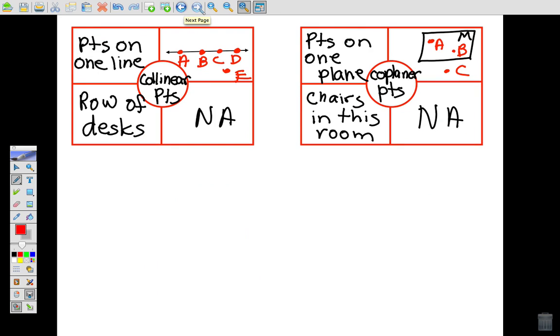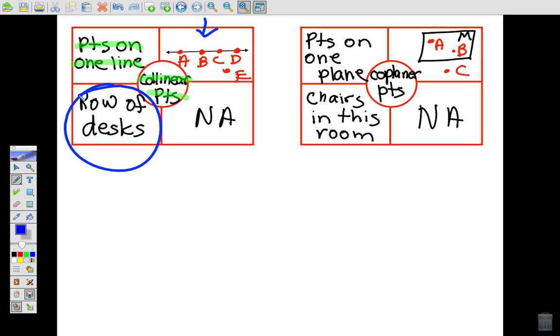Now, collinear points are simply points on one line. In other words, if I look at the picture that I have on the top right, notice that points A, B, C, and D are all on the same line. So they're collinear. Collinear means points all lie on the same line. But if I ask you, are A, B, C, D, and E collinear? No. They're not all collinear because E is off the line. Are points C, D, and E collinear? No, because E is off that line. Are points B, C, and D collinear? Yes, because they're on the same line.